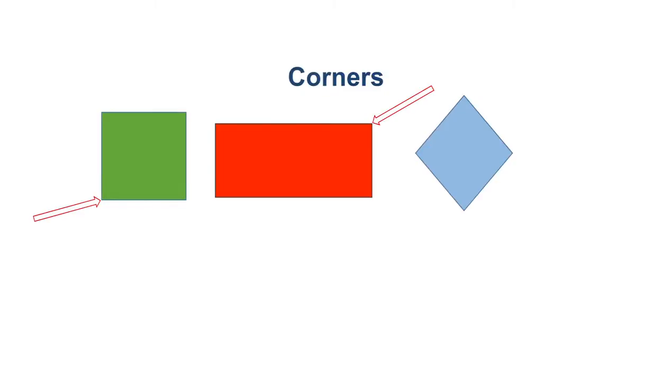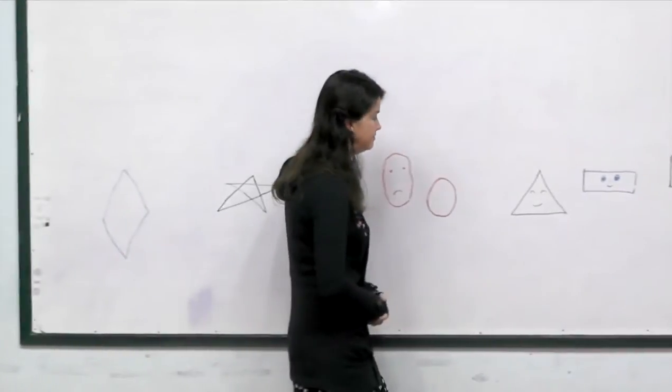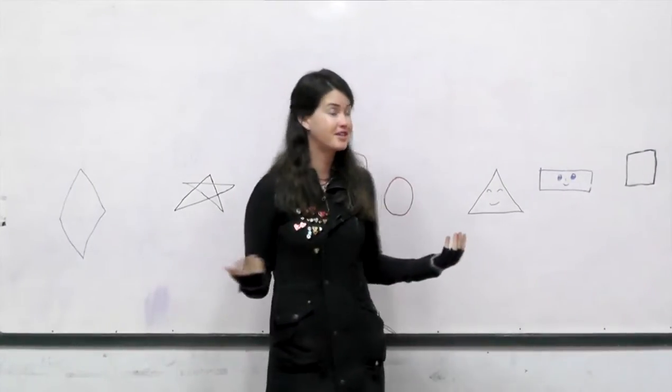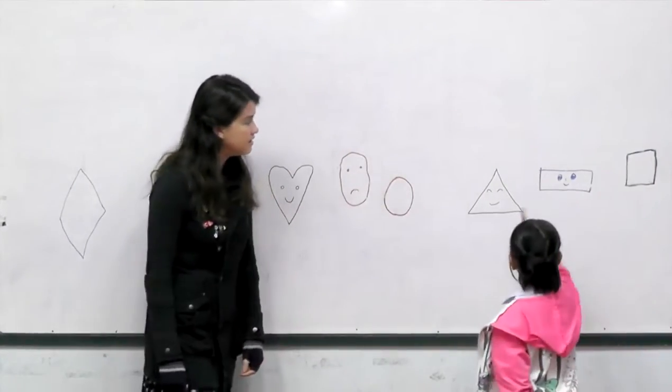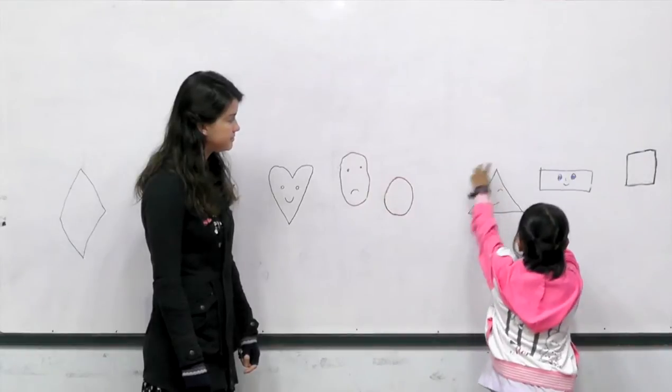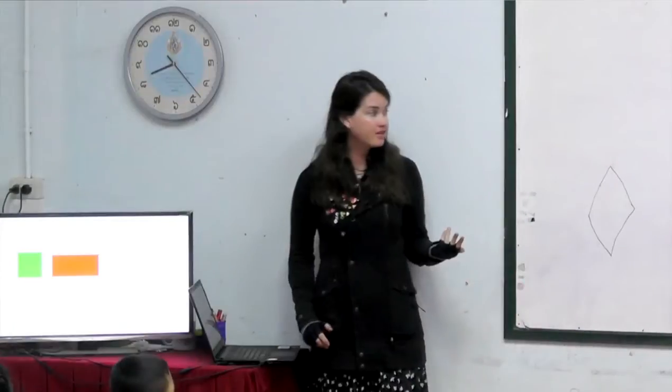And these are the corners on our diamond. Very nice. Can someone show us a corner on our triangle? Yes. Can you show us? Come show us. Where are the corners on our triangle? Triangle. 1, 2, 3. Very nice. We've got 3 corners on our triangle.